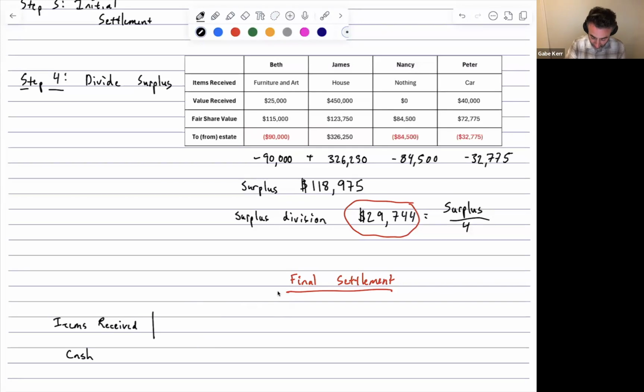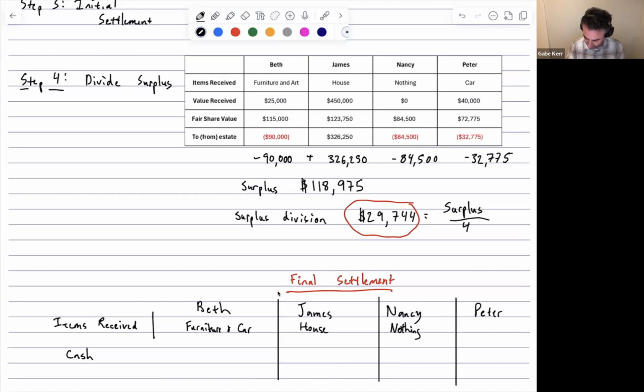Okay, so we have Beth, James, Nancy, and Peter. Items received for Beth are the furniture and the car. Okay. For James, he gets the house. Nancy doesn't get anything. Nothing for Nancy as far as assets go. Peter receives the car. And then what about the cash?